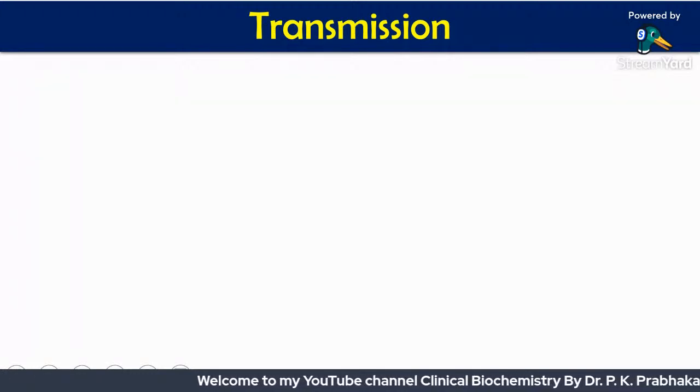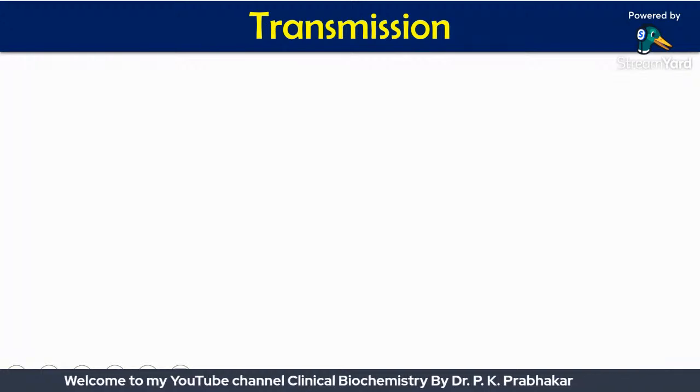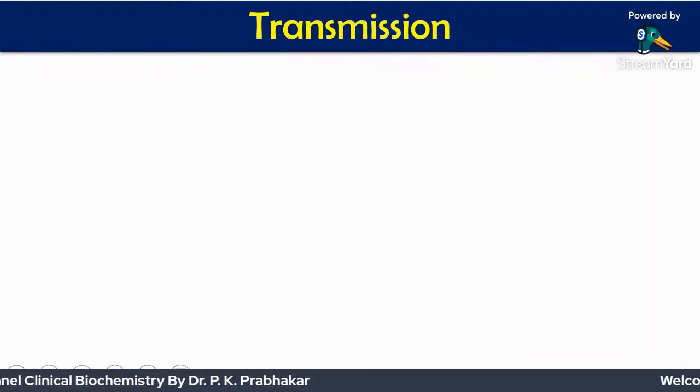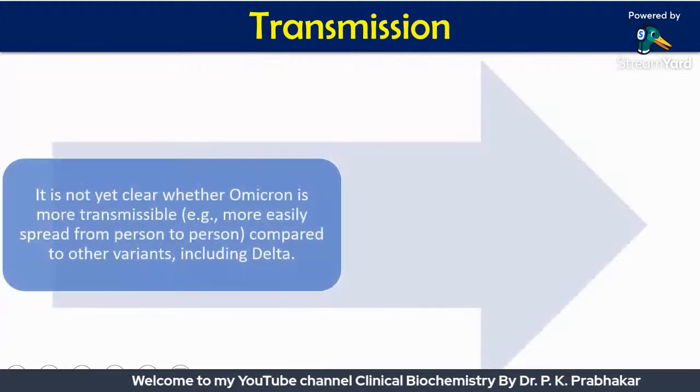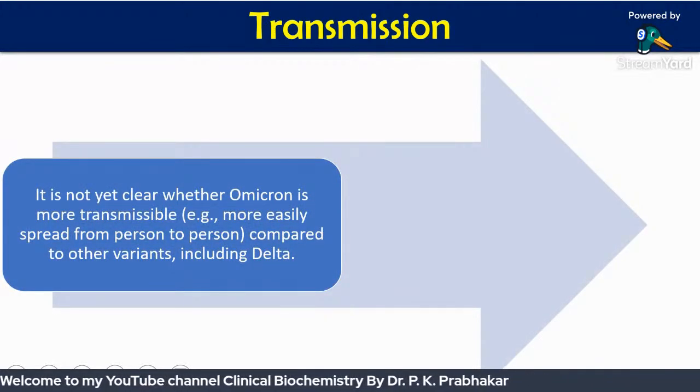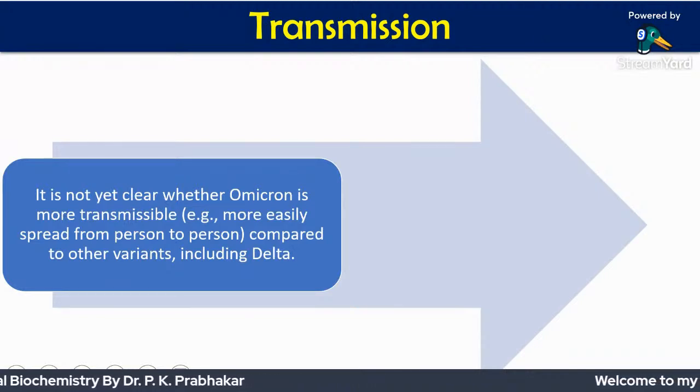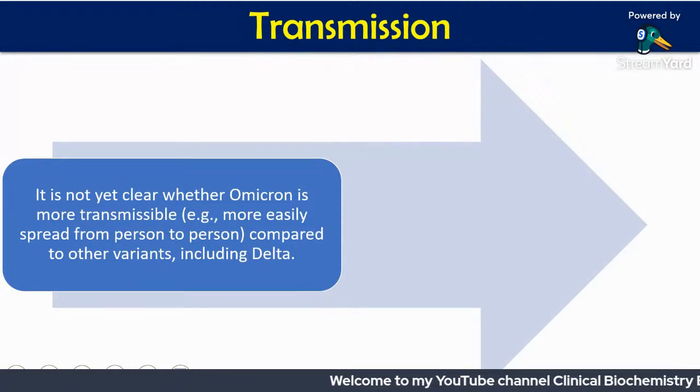Like, first we are going to see the transmissibility. Researchers in South Africa and around the world are conducting studies to better understand many aspects of this new Omicron variant, and will continue to share the findings as other studies become available. On transmissibility, it is not yet very clear whether Omicron is more transmissible, that is, whether it spreads more easily from one person to another, compared to other variants, including Delta.